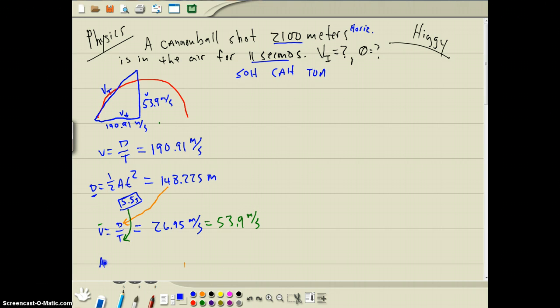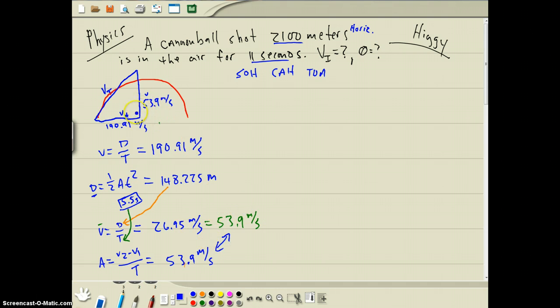Some of you guys probably figured it out, that I could use acceleration, v2 minus v1 over time. When I plug those numbers in, I should get 53.9. All right, because my initial velocity is what I'm trying to find. The final velocity was 0. The acceleration is 9.8, and my time was 5.5. So when I plug those numbers in, I should get 53.9 meters per second. Either way we'll get it. I'm just showing you two different ways to get there.